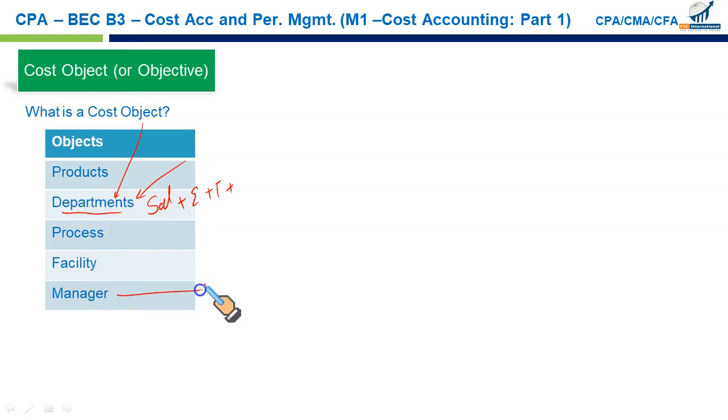Same as for a manager. A person even could be a cost objective, like if we have hired a purchasing manager responsible for the procurement function. The salary we pay him plus any vehicle allowance plus accommodation plus all the costs that we can directly trace to this particular manager will be the cost attributable to him, and this is what we have here as a cost objective. So a cost objective could be anything, any object with reference to which the cost is accumulated.